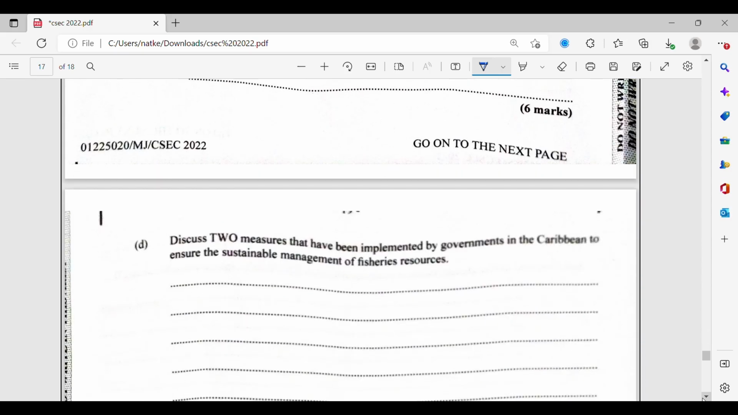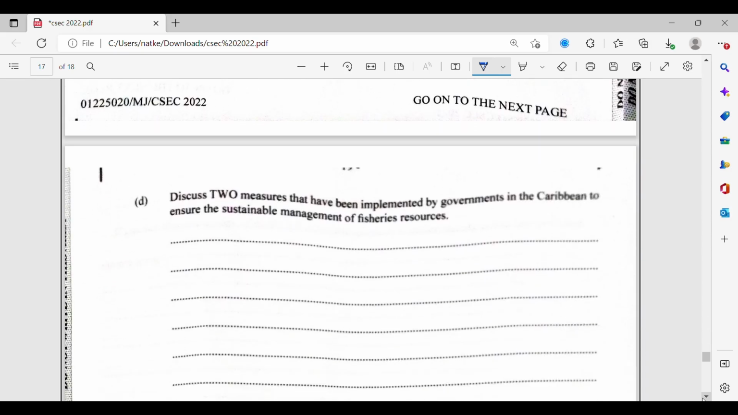It says discuss two measures that have been implemented by governments. Notice it said measures that have been implemented, not something that you make up in your head. So, two measures that have been implemented by governments in the Caribbean to ensure the sustainable management of fisheries resource.